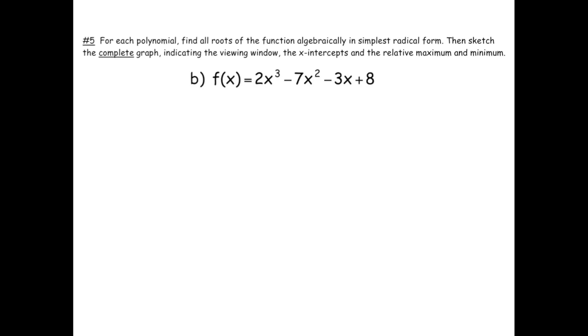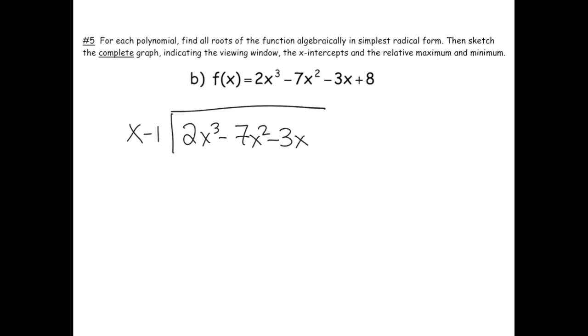So now that I know that x equals 1 is a root, what that tells me is that x minus 1 is a factor. So let's see what happens when we divide x minus 1 into 2x cubed minus 7x squared minus 3x plus 8. So I'll set up my long division like this, with x minus 1 on the outside, and then on the inside I have my 2x cubed minus 7x squared minus 3x plus 8.